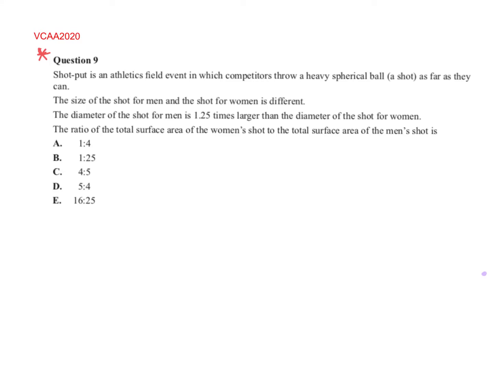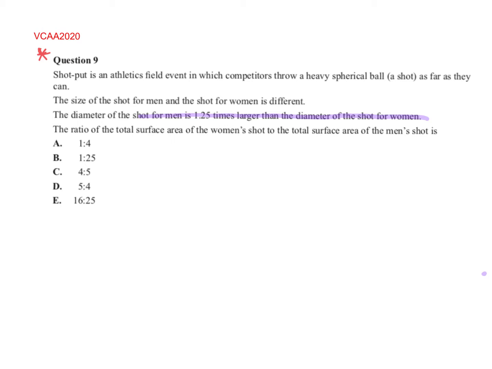Okay, question 9. Shot put is an athletic field event in which competitors throw a heavy spherical ball, a shot, as far as they can. The size of a shot for men is different to that of women. The diameter of the shot for men is 1.5 times larger than the diameter for women. And the ratio of surface area of women's shot to the total area of men's shot is.